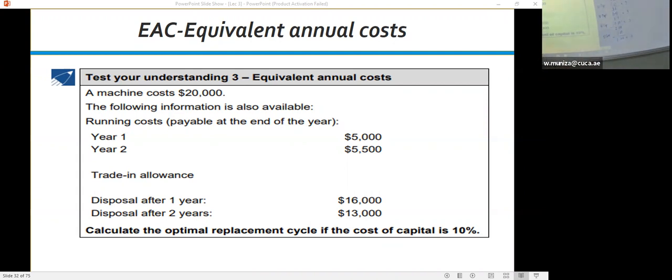You have to select between year 1 and year 2, whether you should be replacing the asset at year 1 or you should be replacing the asset at year 2. In the first case, year 0 and year 1 are going to be considered. Make 2 columns, 0 and 1. In the case of 1 year, how much running costs are there? Initial investment is 20,000. Then my dear students, running cost.